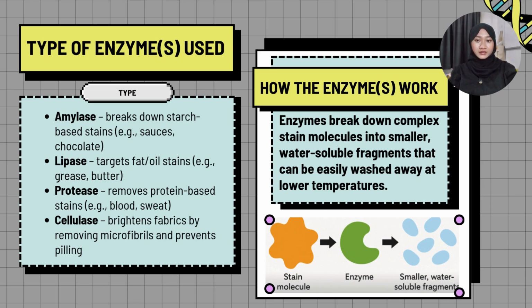And cellulase helps keep fabric smooth and bright by removing tiny surface fibers. This enzyme works by breaking complex stain molecules into smaller, water-soluble pieces that dissolve easily, even in cold water. Each enzyme is highly specific, acting like a key designed for one type of lock. This precision makes them very effective at stain removal.